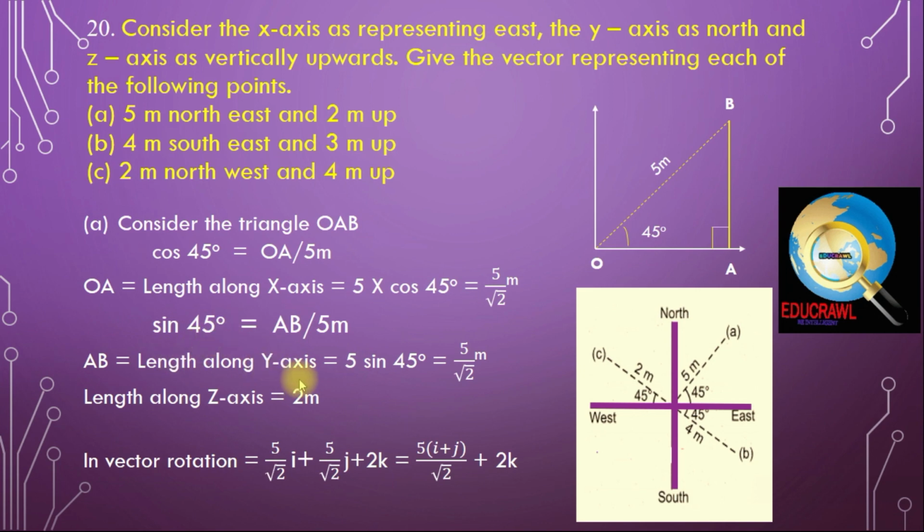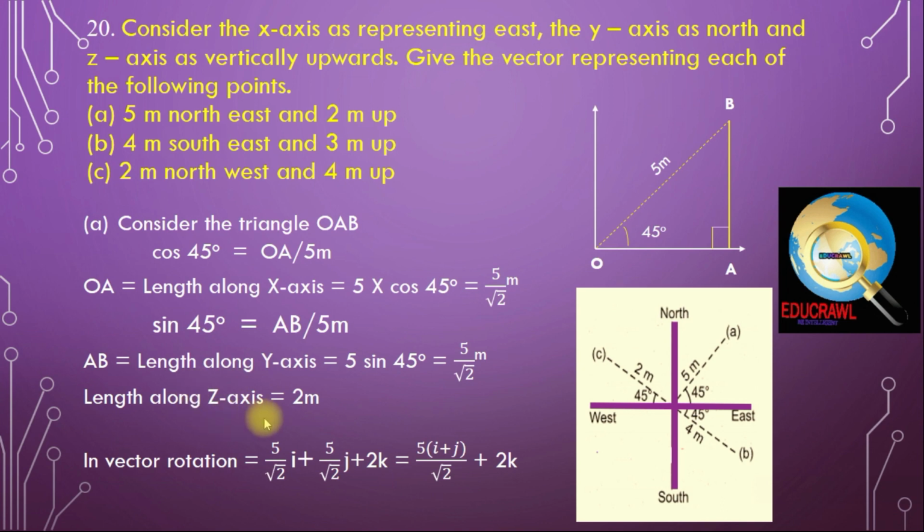Similarly, to find the length of y-axis, we have to find sin 45. Sin 45 is equal to opposite by hypotenuse. Opposite to 45 is AB and the hypotenuse is 5 meters. So sin 45 is AB by 5. Here again we have to find the value of AB. So AB will be sin 45 into 5. So AB is nothing but the length along y-axis, which is 5 into sin 45. Sin 45 is 1 by root 2. So 5 into 1 by root 2, which is nothing but 5 by root 2. This is the length along y-axis.